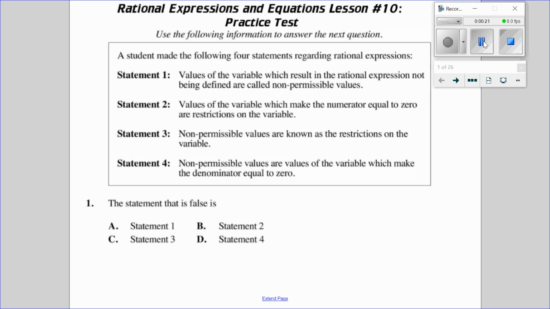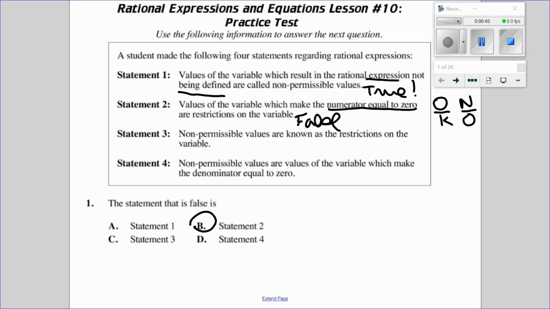Values of the variable which result in a rational expression not being defined are called non-permissible values. That is true. Values of the variable which make the numerator equal to 0 are restrictions. Well, remember I said to you it's okay for 0 to be in the numerator, but it's a big no to be in the denominator. This is false. So I found my false statement. It is statement number 2.